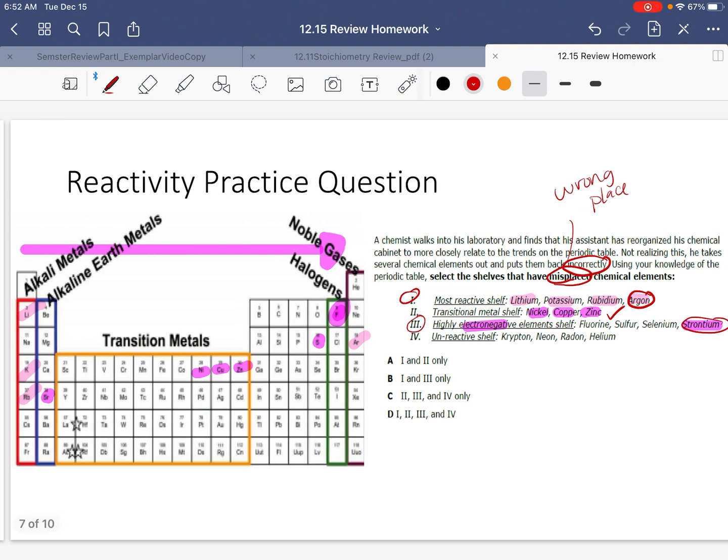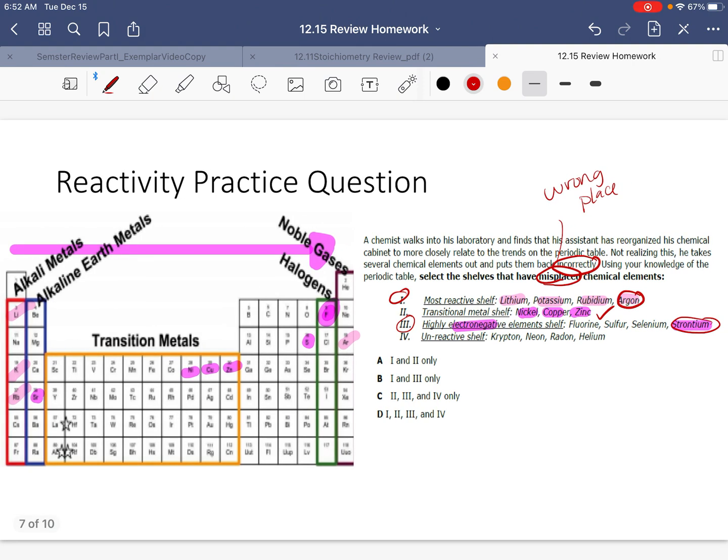And then the unreactive shelf, which is really good, right? Would be krypton, neon, radon, and helium. So neon, krypton, radon, and helium, they're all in the same place. They're all noble gases. So 1 and 3 would be the ones that have something wrong on their shelf. Remember, transition metals are in the middle. 2 checks out. Unreactive would be your noble gases. It checks out. 1 and 3 are the ones with something incorrect. Happy studying, guys.